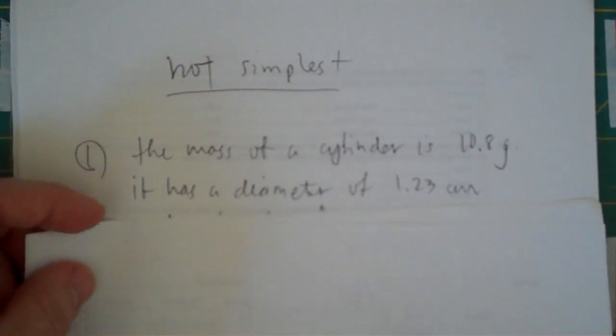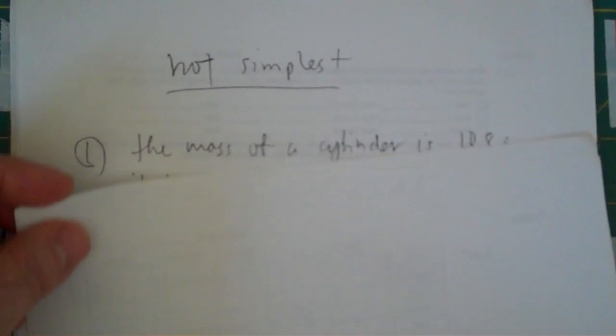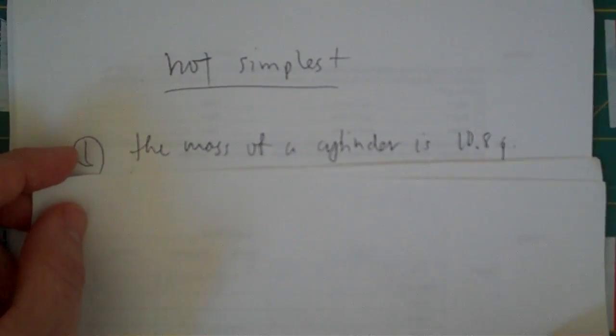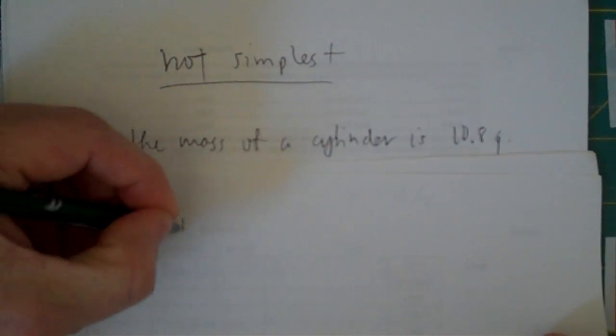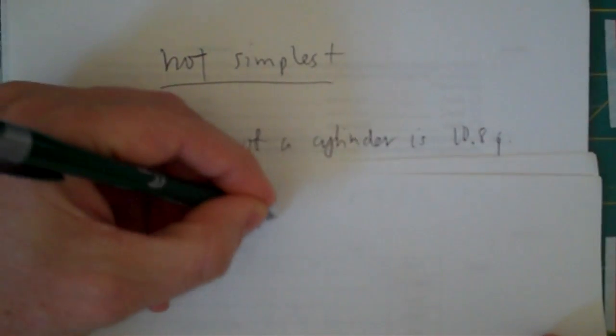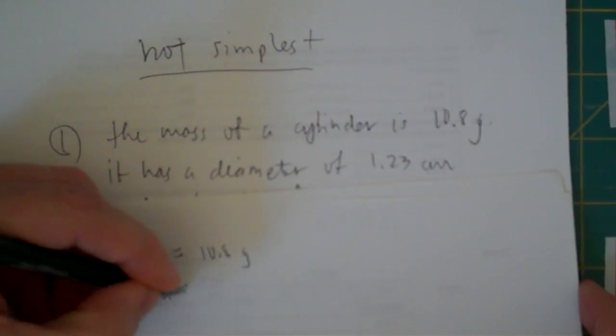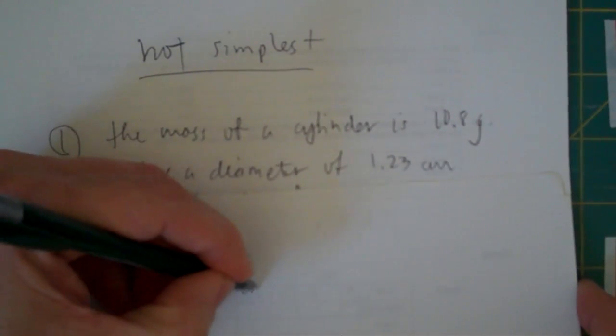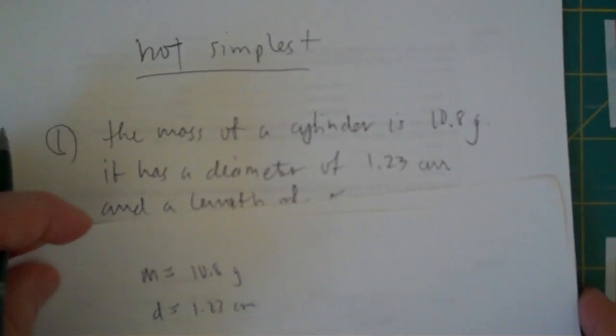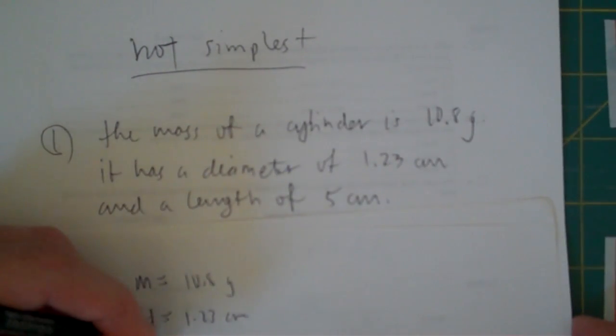I'm not going to calculate one of these, but I want to give you two scenarios. Here's one that's not simplest, okay? The mass of a cylinder is 10.8 grams. So I've given you mass. It has a diameter. Whoa, uh-oh. A diameter of 1.23 centimeters and a length of 5 centimeters.